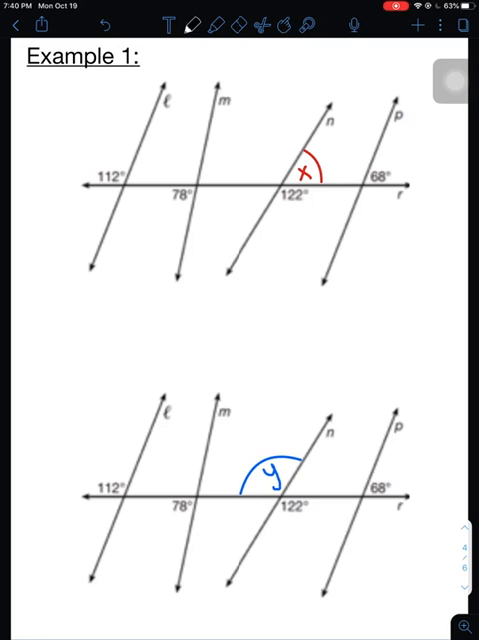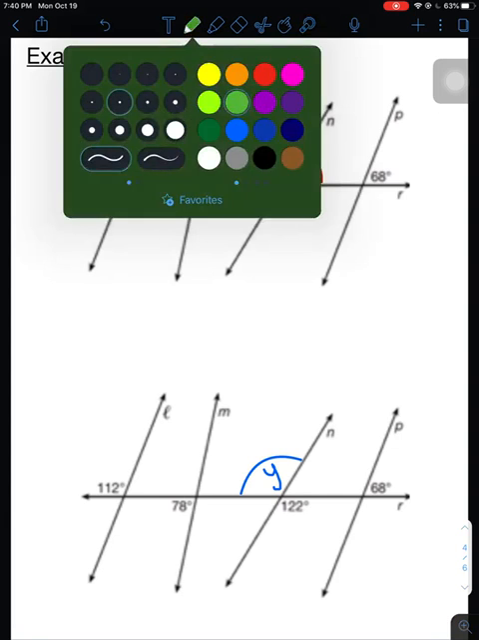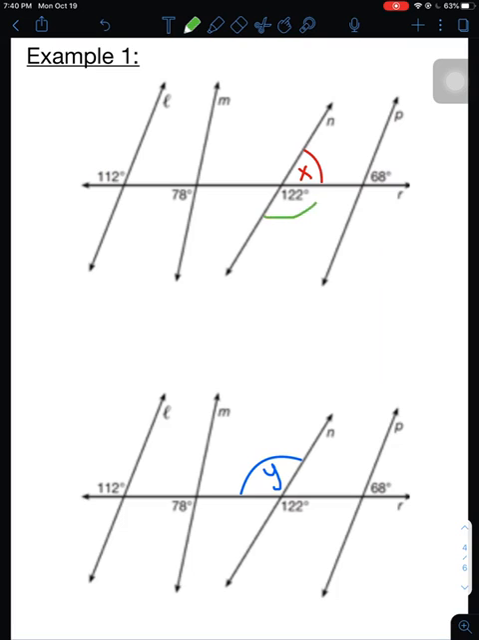All right, so let's jump into example 1. Now I want you guys to pay close attention to these, because these look very, very similar to your assignment for today. All right, so here we're asked to find this red angle, this X. And we're given all these different angles, informations, right? Now the one closest to it is this one right here, this 122.